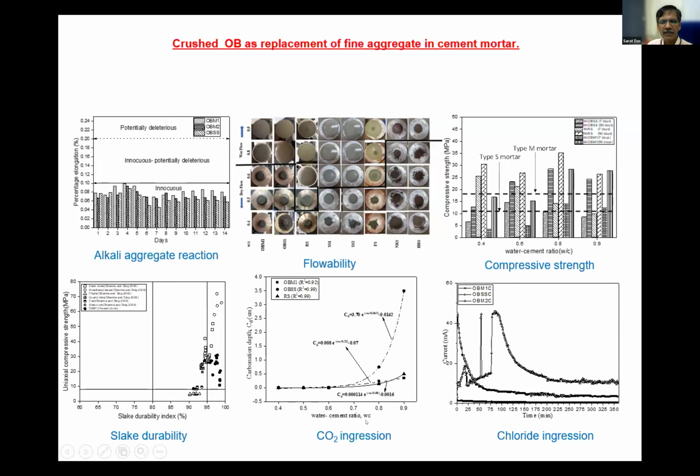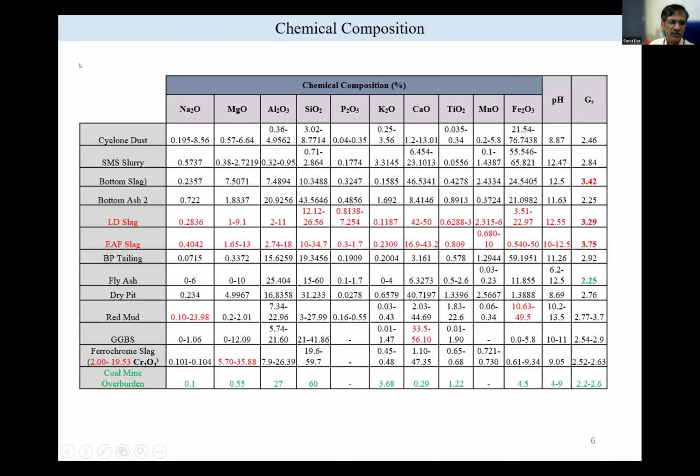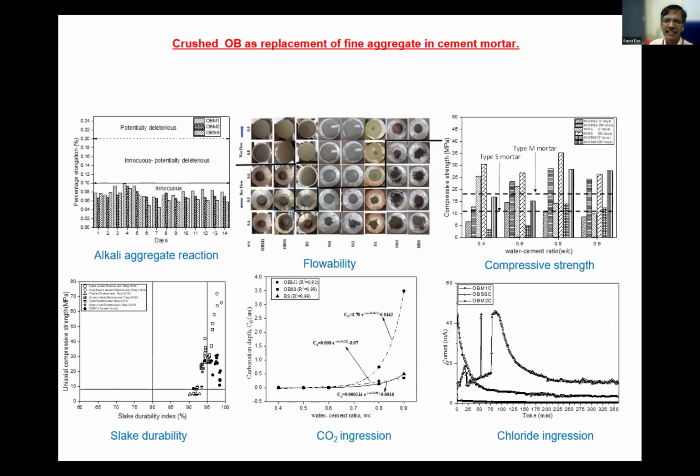Further investigation requires the durability of the concrete, that we can use it through carbon dioxide ingression or chloride ingression. All these tests have been satisfied when I'm going to use crushed OB as replacement of fine aggregate in cement mortar. So as I said, the advantage was that it was green and it was just like an alternate material, but still there was an issue with flowability.